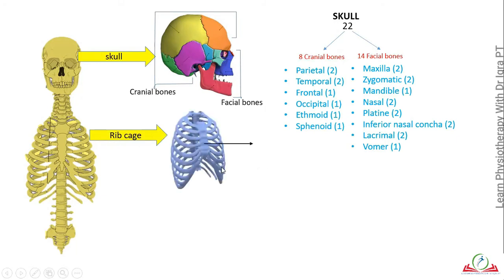and the 12 ribs, among which 1 to 7 are the true ribs, 8 to 10 are the false ribs, and 11 and 12 are called the floating ribs.